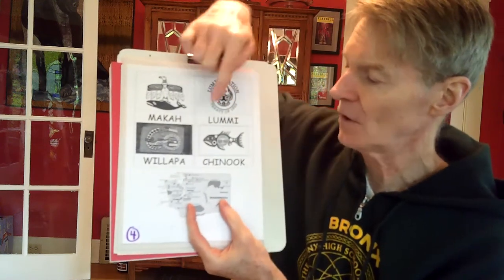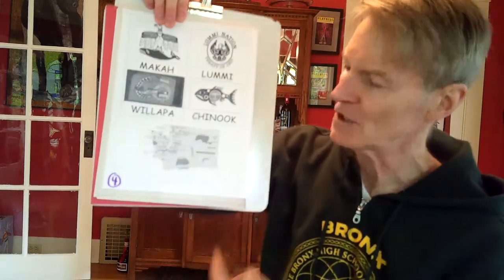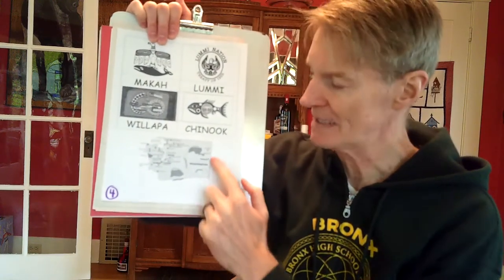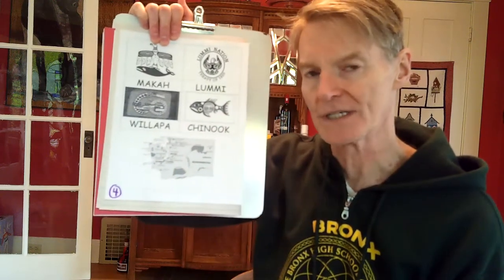Lummi Island, Willapa is a community, Makah is an area of Northwest Washington, and Chinook is both an area, a river, and a type of salmon. At the bottom of this page, I put a map that shows where the primary and largest tribes, First Peoples, Native Americans, live in what is now Washington State.